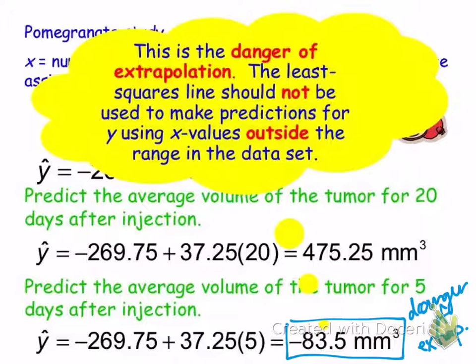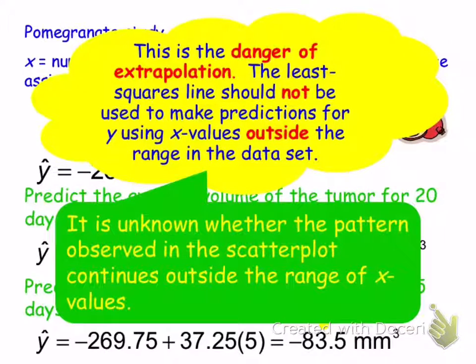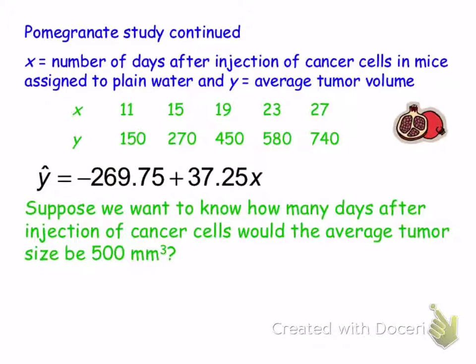So they may ask you to predict outside of it. I still want you to give me an answer, just like I want you to interpret the y-intercept. But I do want you to say that you could have extrapolation. So it may not be accurate. But people extrapolate sometimes, and you just kind of have to accept it. So it is unknown whether the pattern observed in the scatter plot continues outside of the range of X values. So it could happen that maybe after 27 days, the mice will do something weird and it'll change completely. I don't know. That is a weird example, but you don't know what happens outside of the bounds of those X values is what it's trying to say.